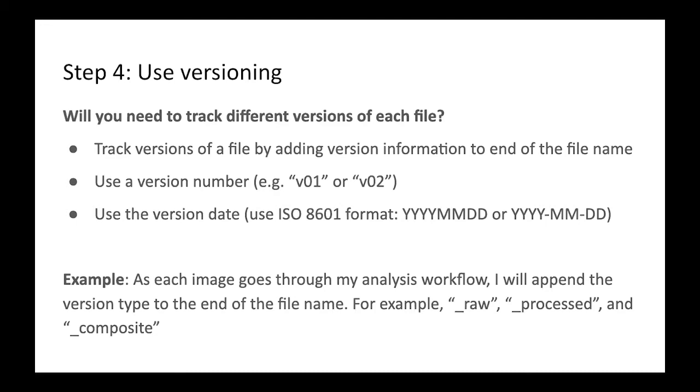Okay, so our example for capturing versioning of files may be written as: each image goes through my analysis workflow, I will append the version type to the end of a file name using raw, processed, or composite.